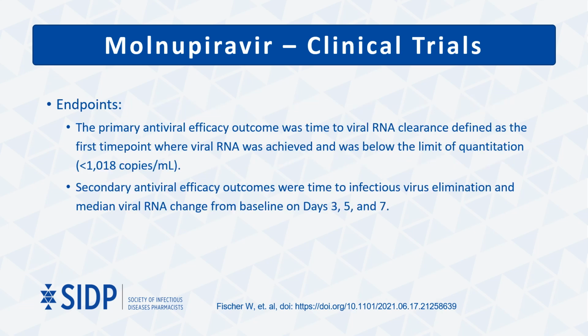Regarding the endpoints, the primary endpoint was antiviral efficacy, measured as time to viral clearance, defined as the first time point when viral RNA was below the limit of quantitation. A secondary antiviral efficacy outcome was time to infectious virus elimination and median viral RNA change from baseline on days 3, 5, and 7.